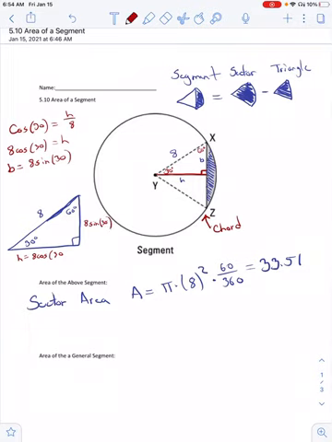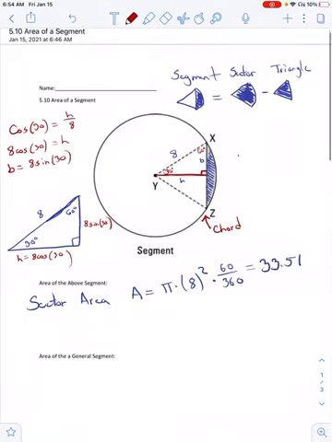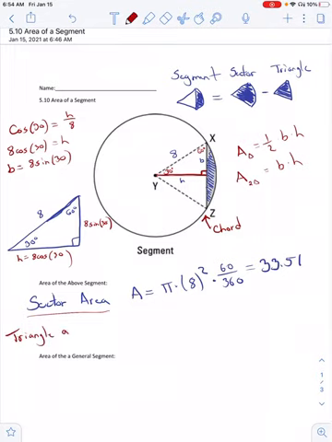What's nice is because I have two of these triangles, normally area of a triangle would be 1/2 times base times height. But because I have two identical triangles, I can consider that the area of two of those triangles is just going to be base times height because they're identical. So here I had my sector area. Now I'm going to calculate my triangle area, which is just going to be 8 sine 30 times 8 cosine 30.